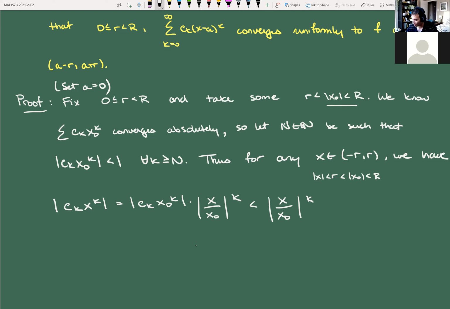Right, exactly. Yeah, the M test. So what do we know? We know that x naught is bigger than R, so I can now replace this by x over R. No, is that what I want? No, I want R over x naught. Like this. Right? This does not depend on x, right?